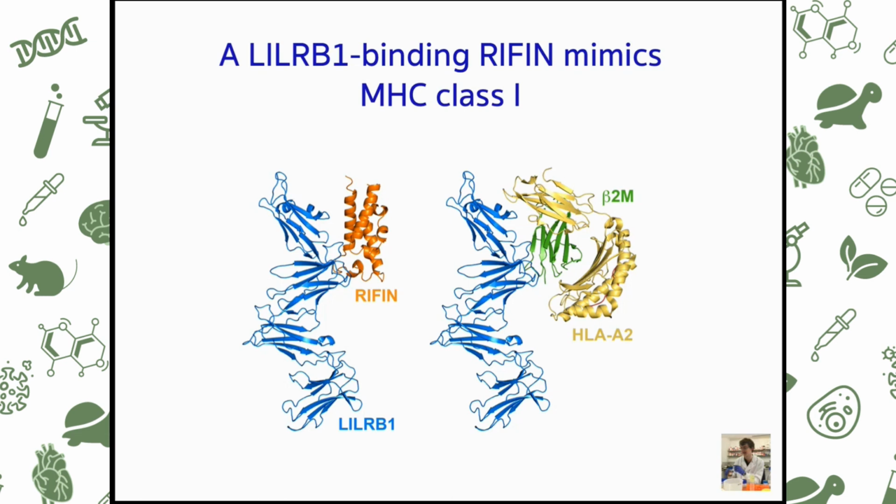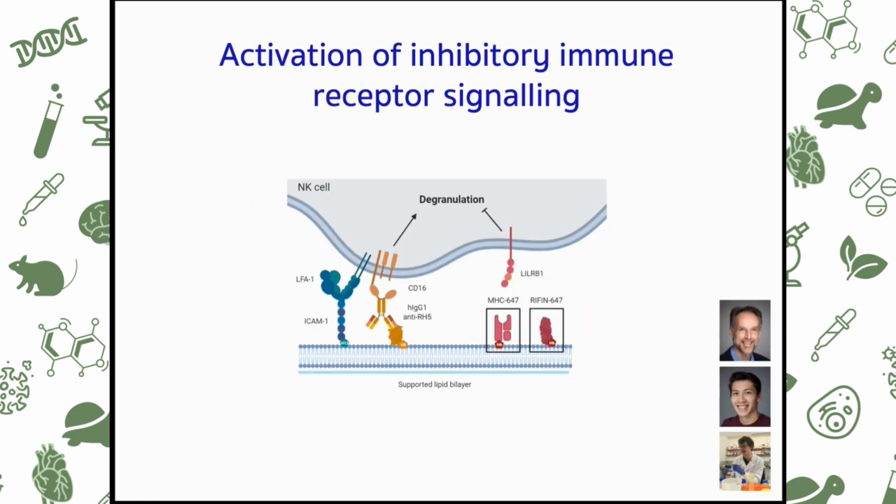And we were intrigued by the fact that this riffin binds in exactly the same place to this inhibitory receptor as the molecule that's found across your cells. So we wondered, is this riffin molecule doing the same thing as the molecule that's found on your cells? Is it telling these killer cells not to kill?